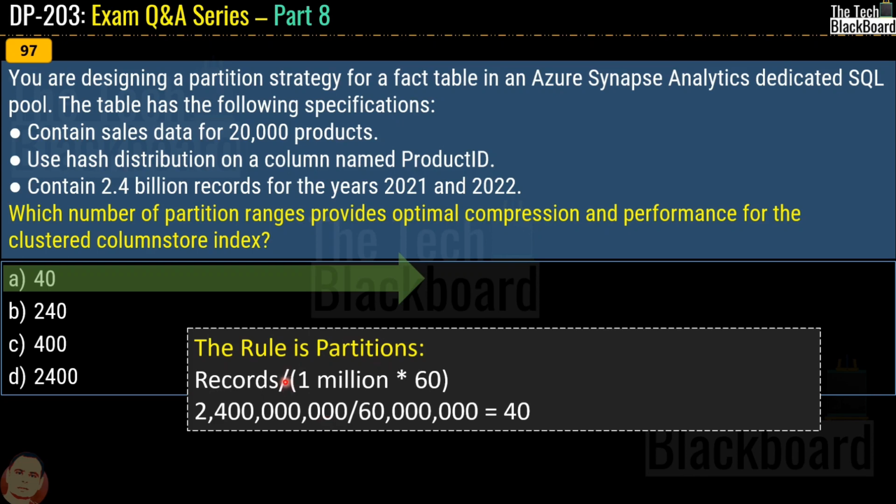Then it says divided by 1 million multiplied by 60. That gives us 60 million. So basically we have divided the number of records by 60 million. We have 2.4 billion records divided by 60 million, and that gives us 40, which is the accurate partition range.